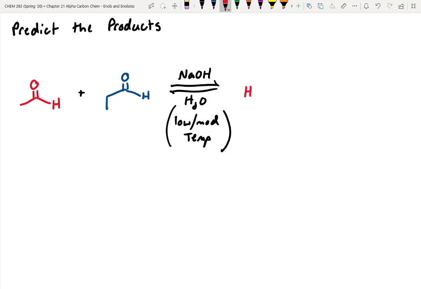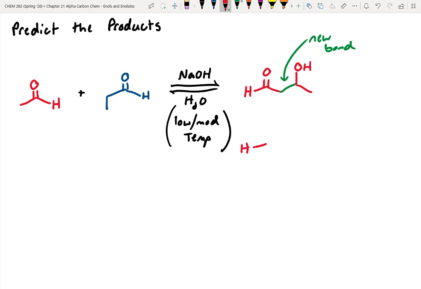And the reason for that is, let's say we have the red aldehyde acting as the nucleophile. Well, it could react with itself, right? So we could couple two of these red aldehydes together and get this as a product, right? So this new bond that I have in green is being formed between two of the red aldehydes. So that's statistically probable, right?